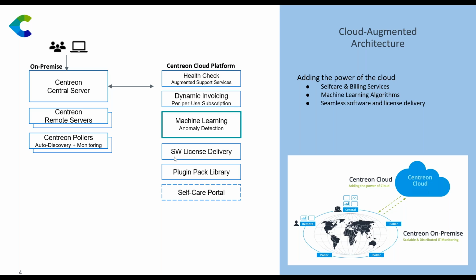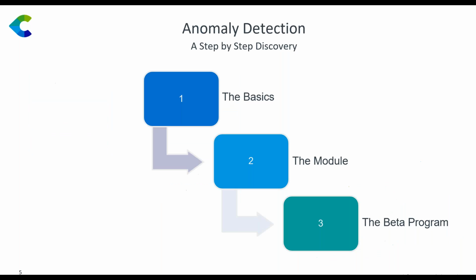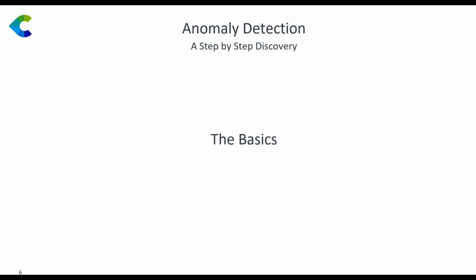So today we are here to talk about machine learning capabilities, and the first of which, as I said, is anomaly detection. So let's get into it, and let's go into a step-by-step discovery of this new feature. We'll go through this in a very progressive way. The first step would be to cover the basics of what is anomaly detection, and then we see how it operates within Centreon, and finally how you can have a taste of it with the beta program Pierrick slightly introduced earlier. So let's talk about the basics.